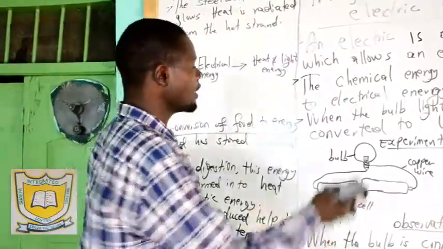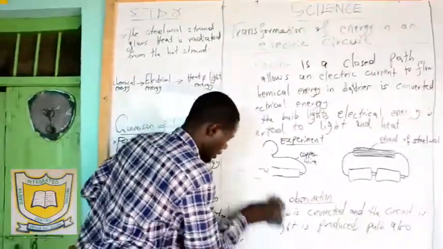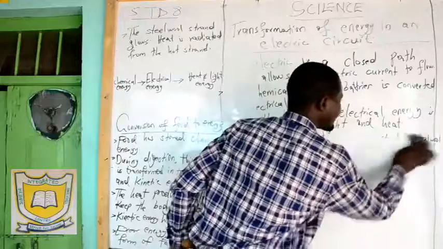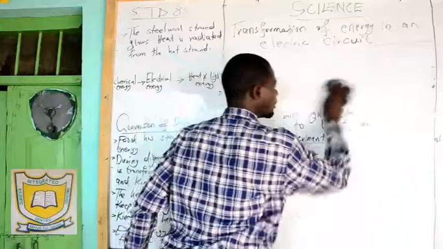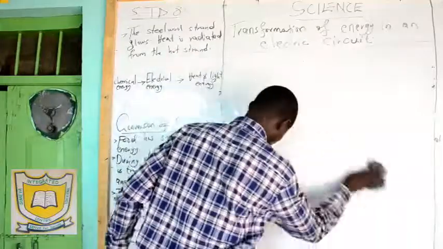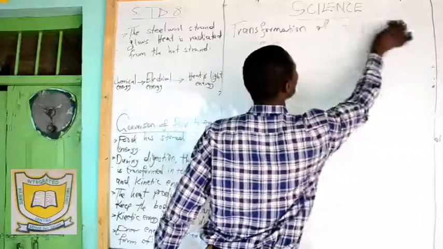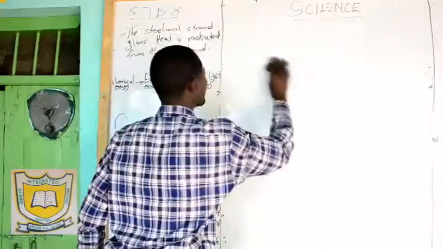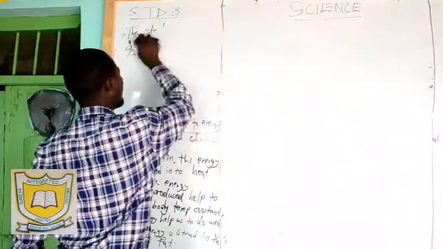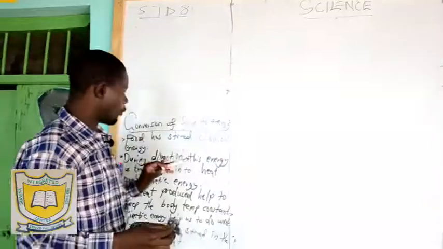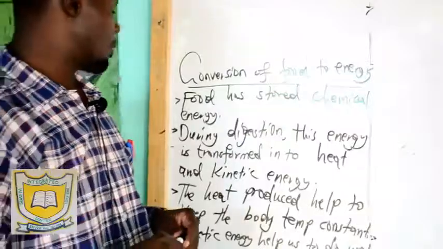So you will allow me to move to the second transformation of energy. Our second transformation of energy is transformation of energy in food, or we can say conversion of energy from food, the normal food we eat at home. So that is conversion of food to energy. How? We say food has stored chemical energy.